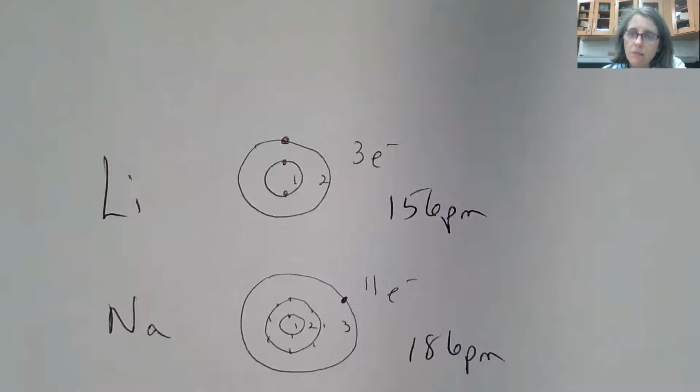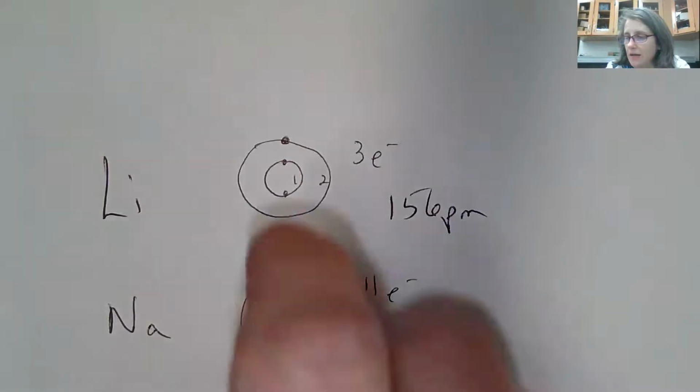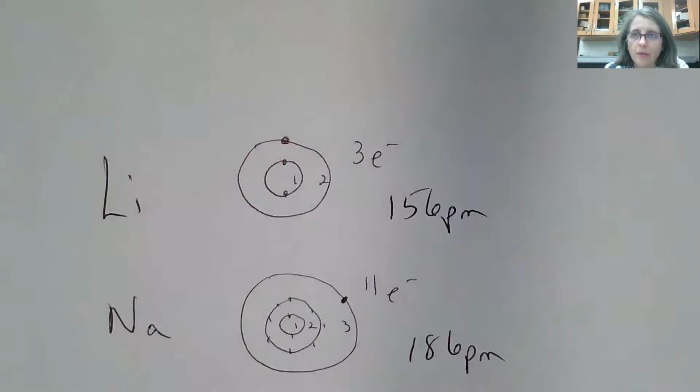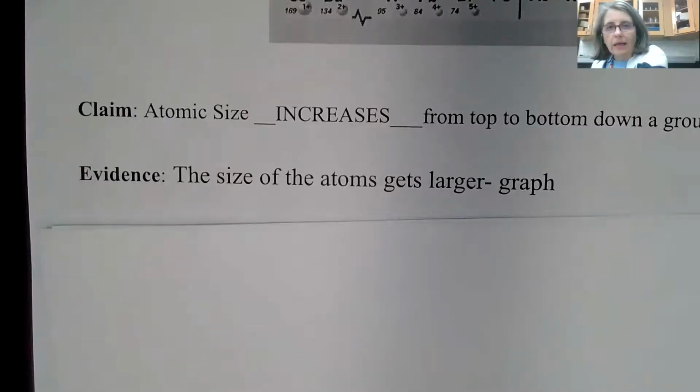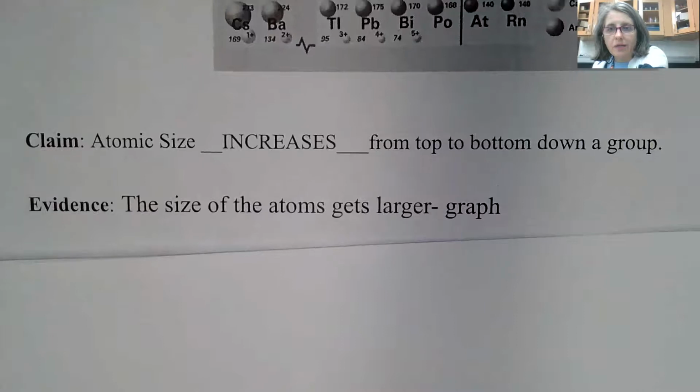So we're going to use this model, even though the Bohr model is incorrect, to visualize what we mean by atomic size. Again, we're taking the distance, say, from the nucleus to the outermost energy level. So we're going to use this as our model. So atomic size down a group is increasing from top to bottom.